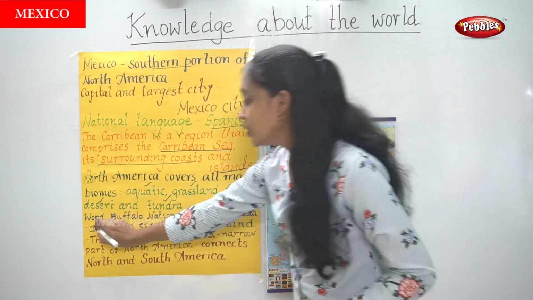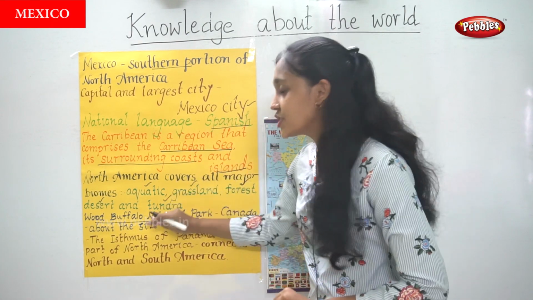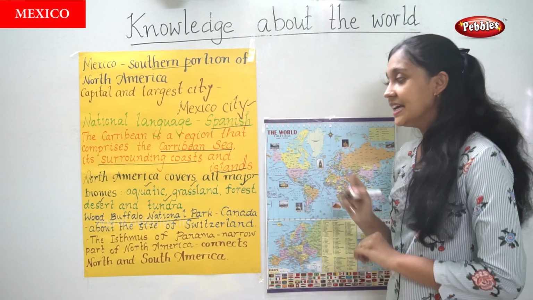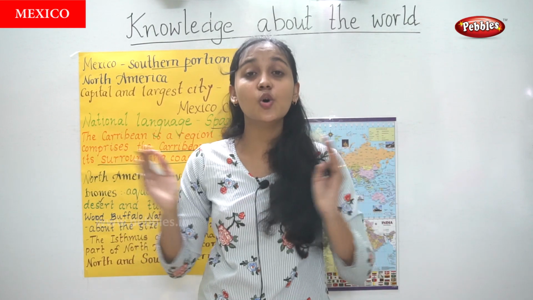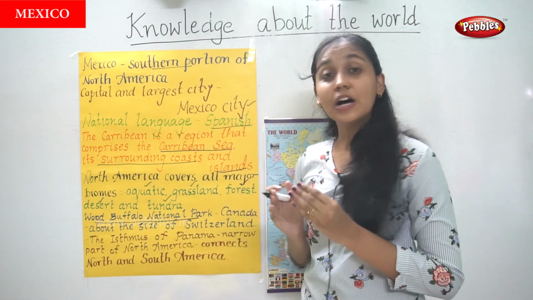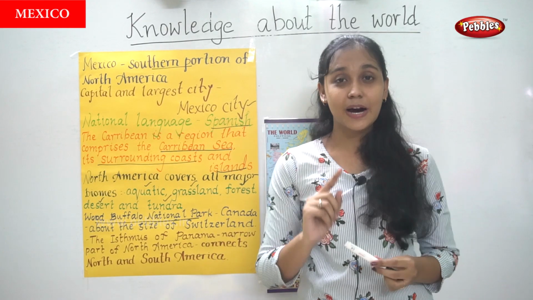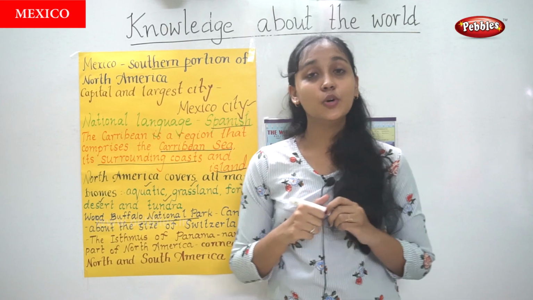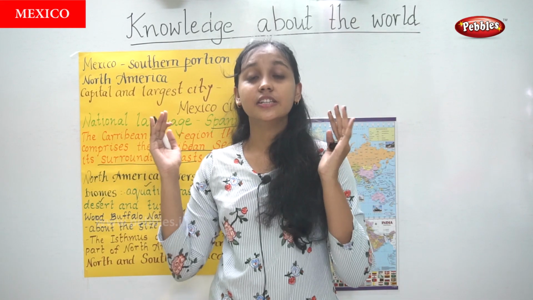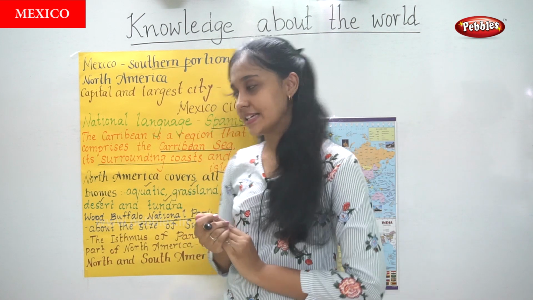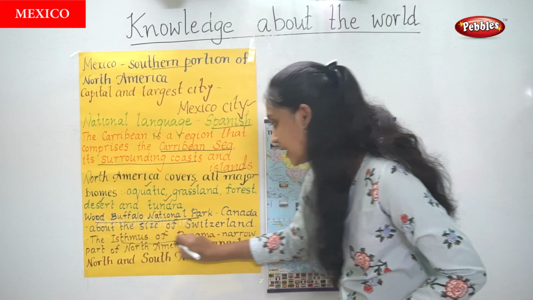Now the Wood Buffalo National Park. So this is the name of a national park situated in Canada. So this national park is so large that it is about the size of Switzerland. So one national park in Canada, the Wood Buffalo National Park, is almost the size of the whole country of Switzerland.